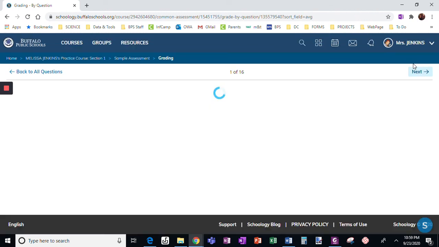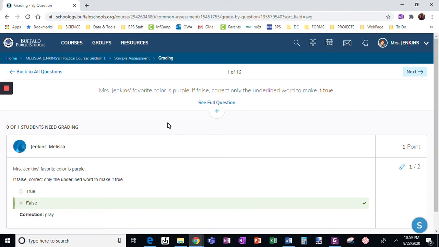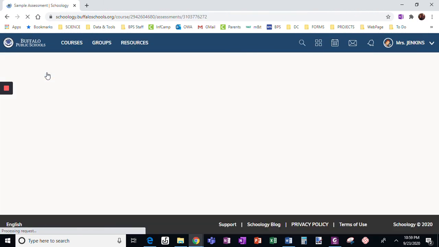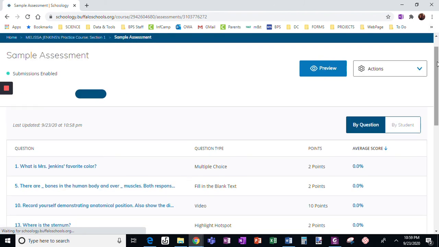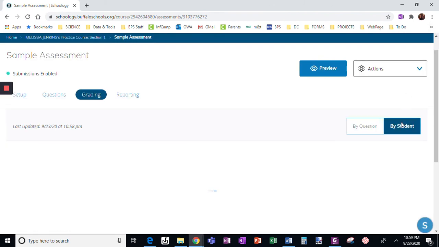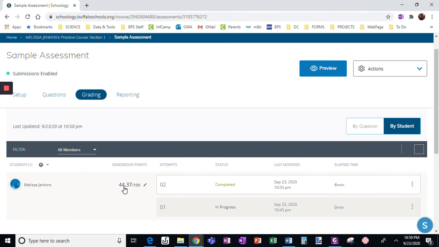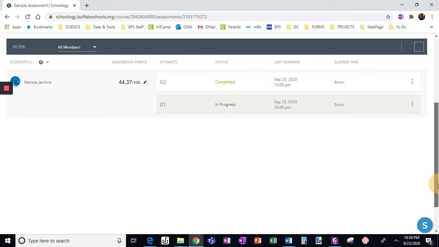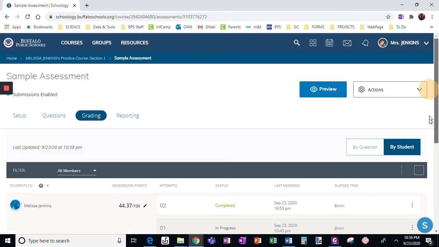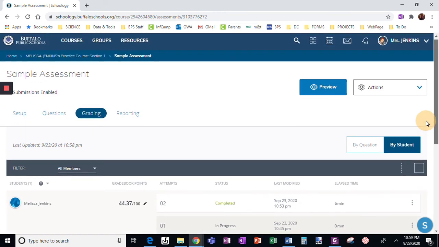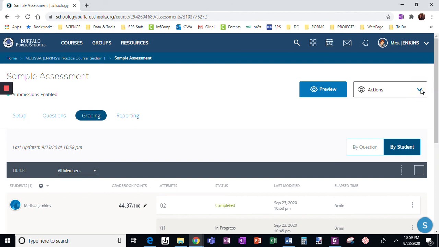That's awesome. Okay, so now if I go back to all questions and click by student, now we'll see the score. So this is the updated score based on all of those modifications that I made and the questions I graded that needed to be graded. Okay.